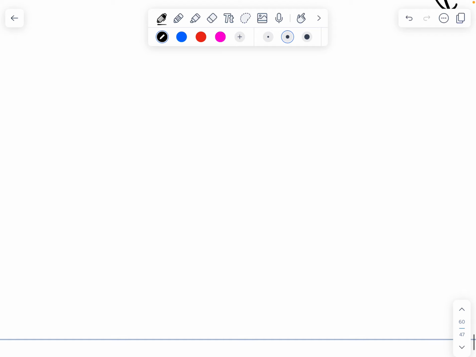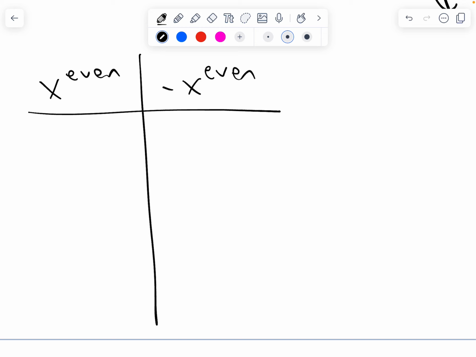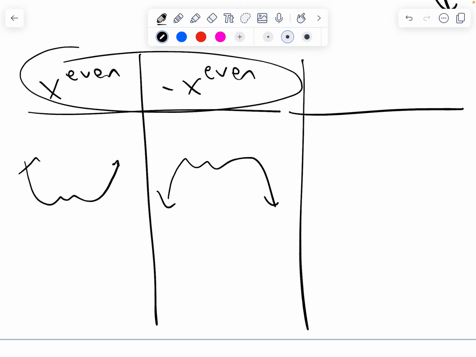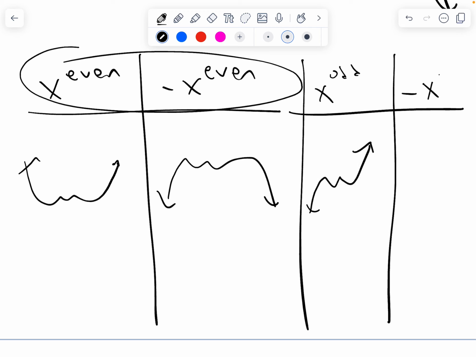Again, this is what I would jot down in your notes to remember. X to the even and negative x to the even. Okay, x to the even is going to be a smiley face. Negative x to the even is going to be a frowny face. Okay, so those are even exponents. And then finally, if we have x to the odd is going to look like this. And negative x to the odd is going to look like this in terms of the end behavior. Okay, that's everything you need to know about end behavior.